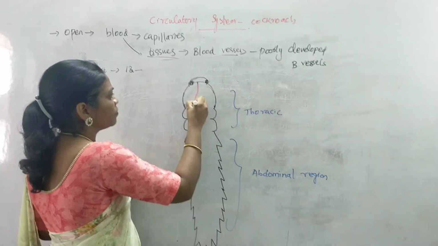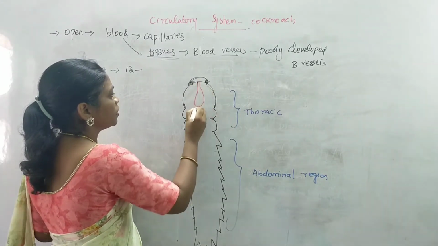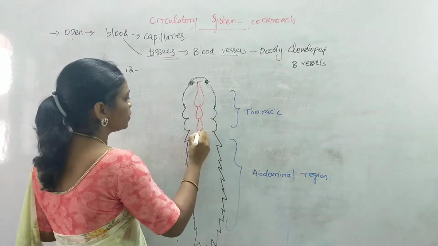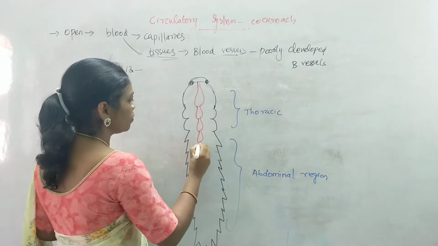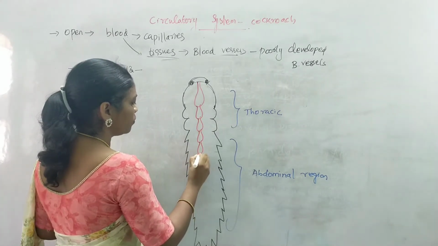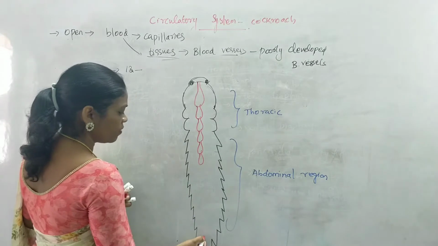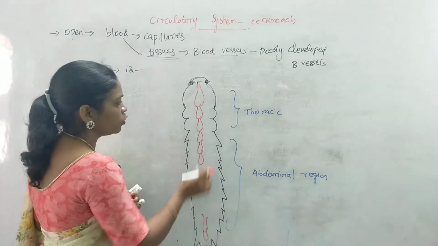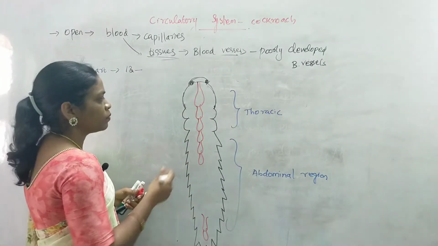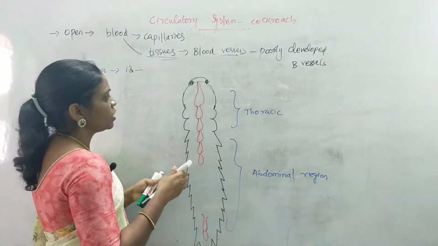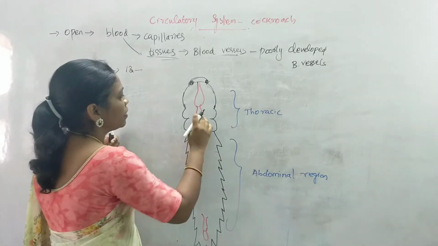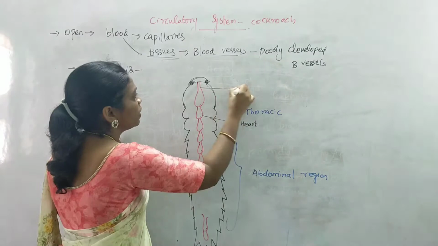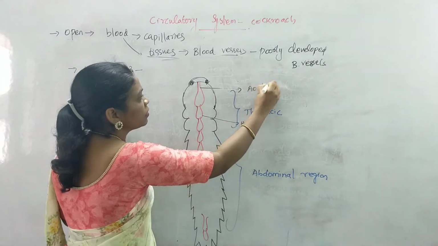Here you can find 1. Again in this chamber 1 more, 3, 4, 5, 6. The same way till the last segment you can find. I am not continuing, but I am just representing it. So this is the tubular heart, or the chambers of the heart. Here you can find an aorta.